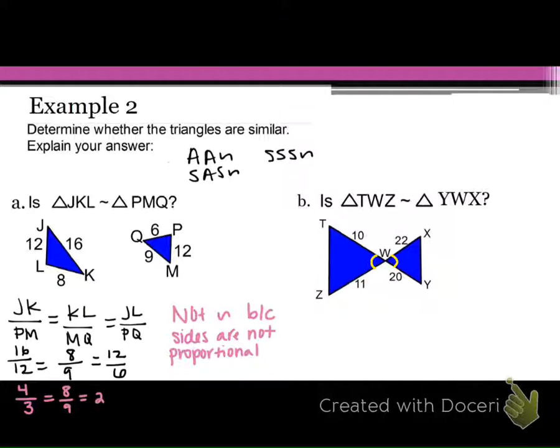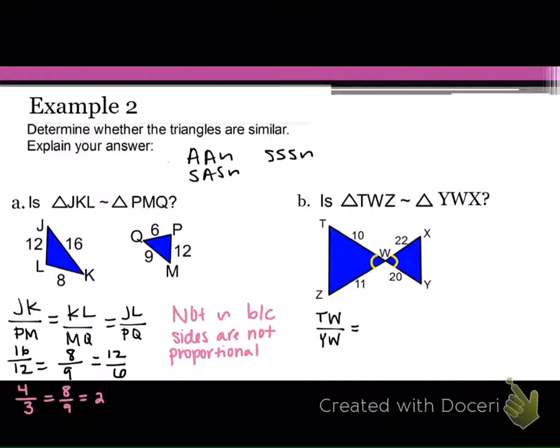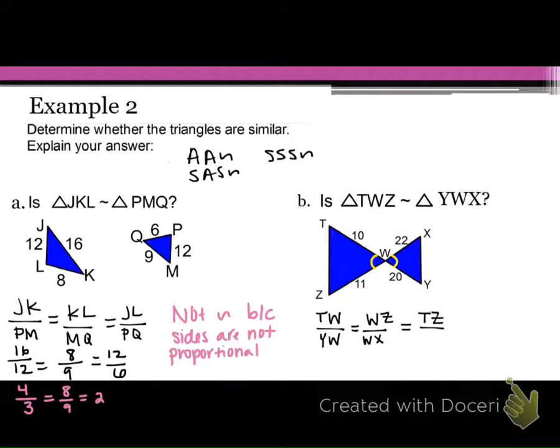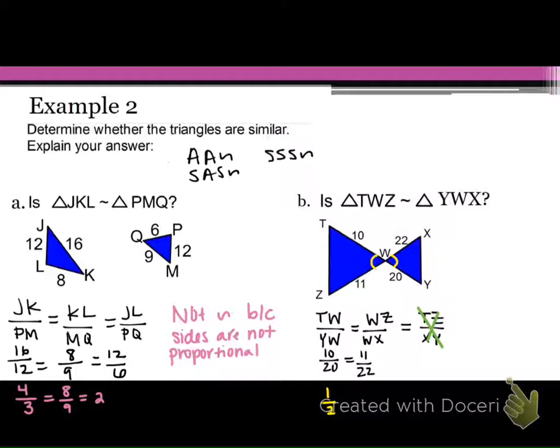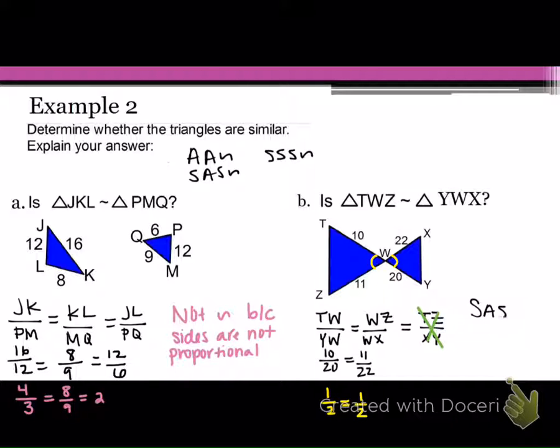So again, I'm looking at this similarity statement to do this. So it's TW over YW. Alana, what is WZ over? Good. And Paige, what is TZ over? Okay? And then we just substitute those numbers in. TZ and XY are not going to help us, so I'm just going to cross those off because there's no numbers on them. We don't care about that one. So TW is 10, YW is 20, WZ is 11 over 22. Those both simplify to 1 over 2. So are these triangles similar? Yes, they are side angle side similar. The angles are congruent and the sides are proportional.